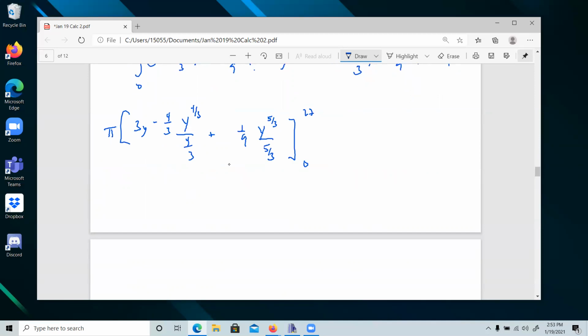To simplify this, we have pi, we have 3y. Do you see that 4/3 divided by 4/3 is actually just 1? So this is going to be minus y to the 4/3. Now this is a mess. This has got to be delightful.